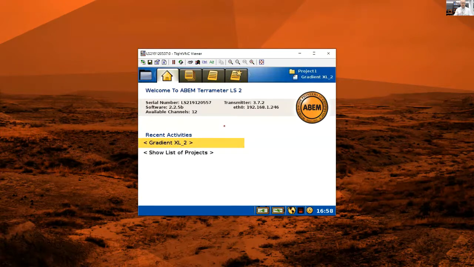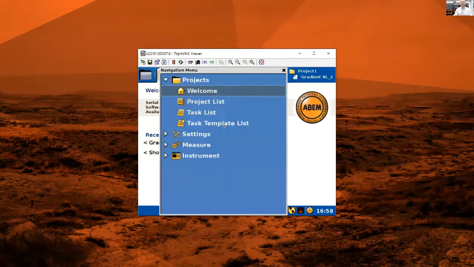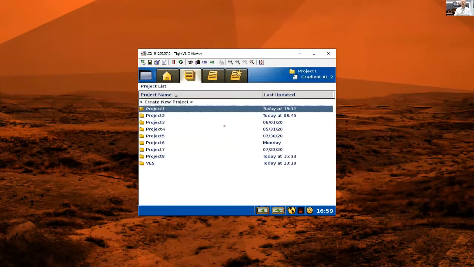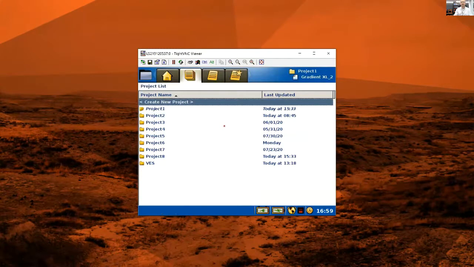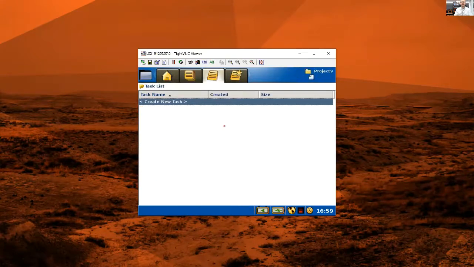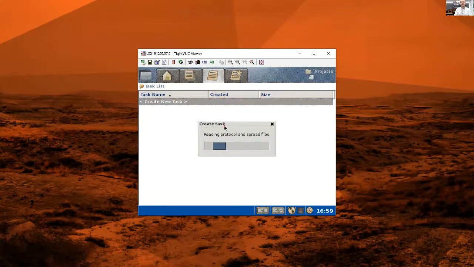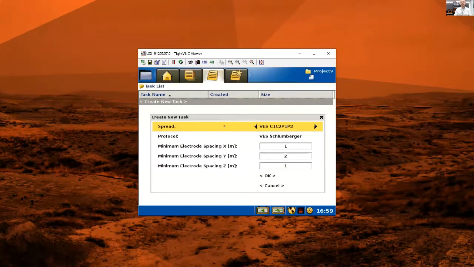So what am I going to do? Well, I'm just going to go to my list of projects. I'm going to create a new project. And then that will automatically take me to the task page. So a task is just a measurement. So I want to create a new measurement. And it's already set up.